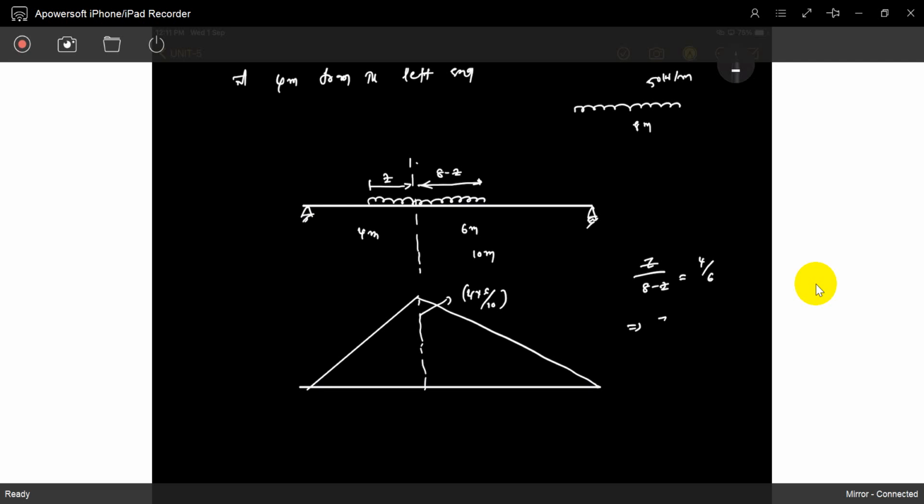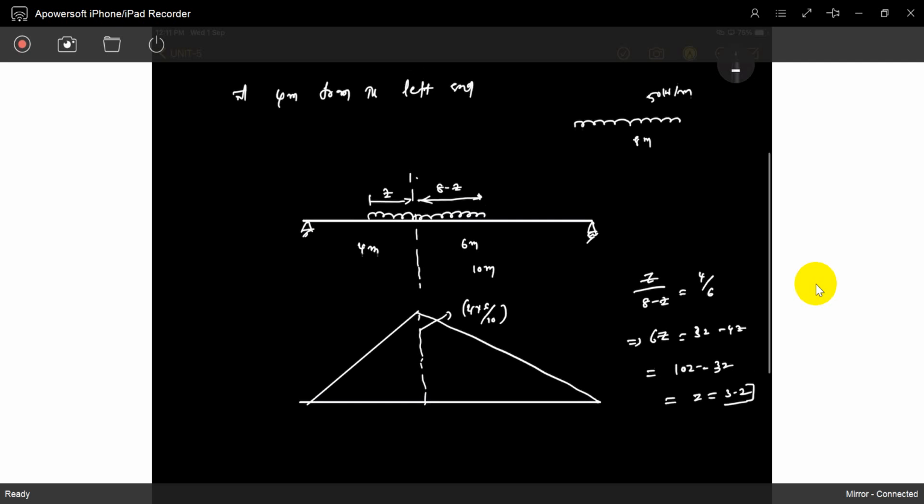So what is that value? 6z is equal to 32 minus 4z, 10z is equal to 32, z is equal to 3.2. So this is 3.2 meters and this is 4.8 meters. We have to place it like that, then only you will get the maximum bending moment.